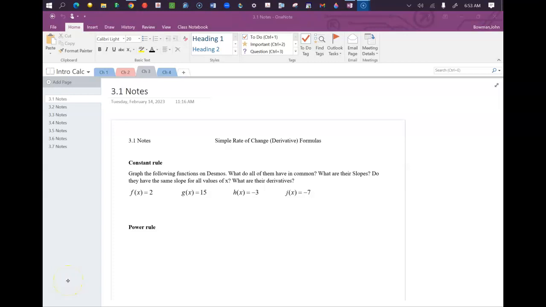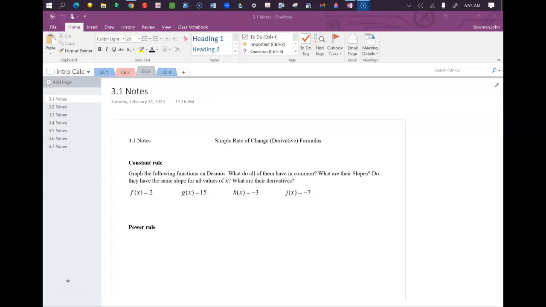Hi everybody, this is Mr. Bowman, and in Chapter 3 we're going to learn a whole bunch of derivative rules or shortcut rules so that we don't have to use the limit definition and an algebraic approach every single time we want to find a derivative. So we're going to start off with some simple functions.